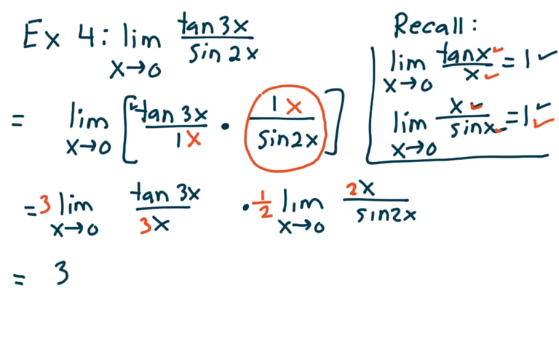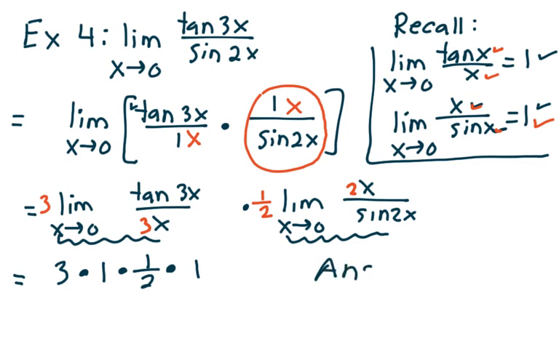So this is going to be equal to 3. This first limit is 1. And I'm going to multiply by half. And the value of the second limit is also 1. And so the answer to example 4 is 3/2.